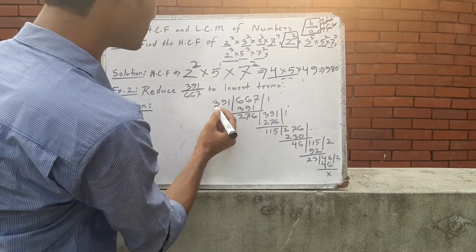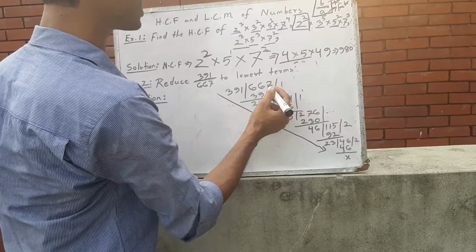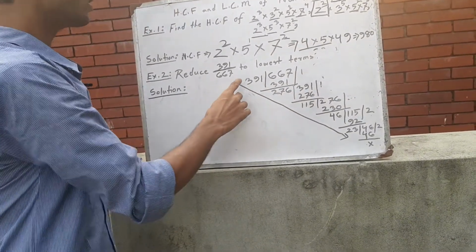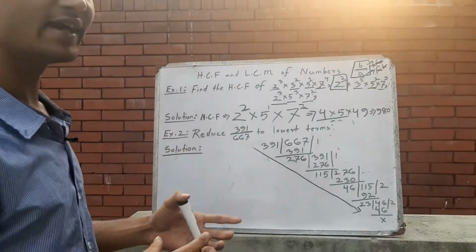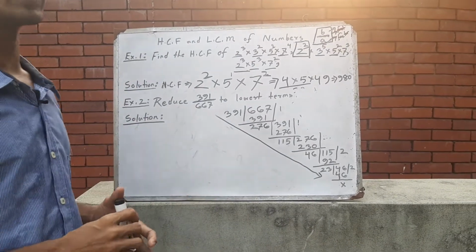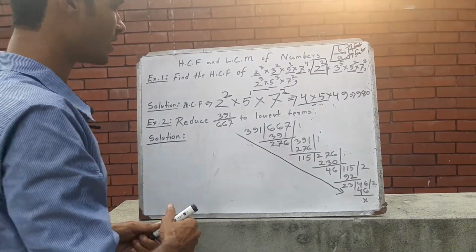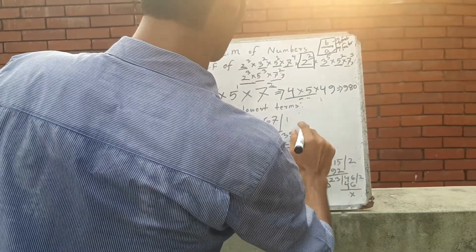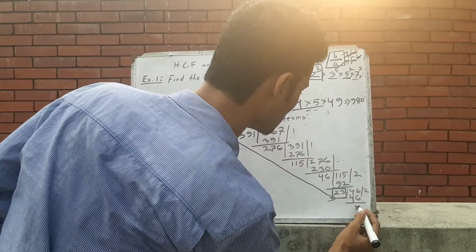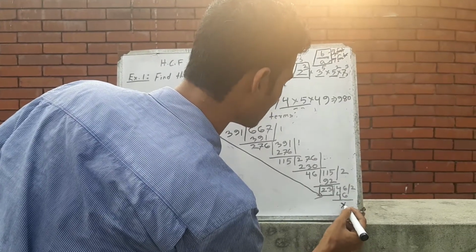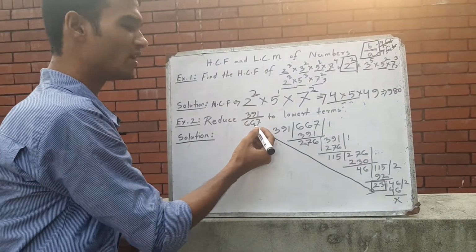To identify the H.C.F of 391 and 667, we need to divide the greater number by the smaller one. That is one way to identify the H.C.F. There are two ways to identify any H.C.F and L.C.M. The first is the factorization method, and the second is the division method. Here we use the division method. We find that 23 is our H.C.F, because 23 can exactly divide both 391 and 667.